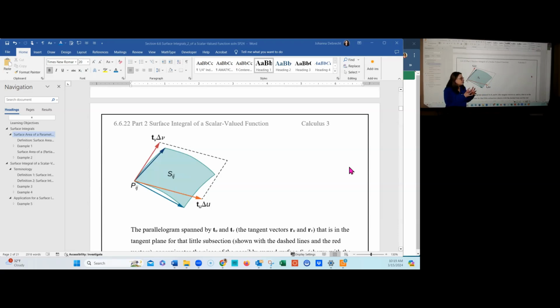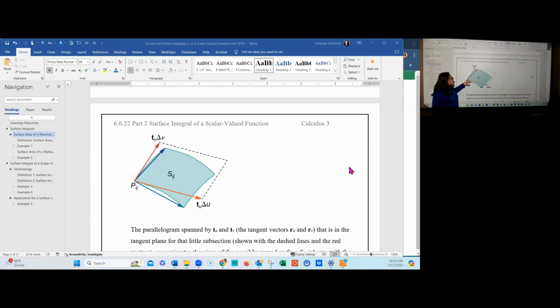Let's take a look now at what this might look like if we just look at that small subsection of the surface, S sub ij. S sub ij, of course, is curved, right? It's on some kind of surface in three-dimensional space, but the surface is not flat. So when I look at S sub ij, I have dotted above it the section of the tangent plane that it corresponds to S sub ij.